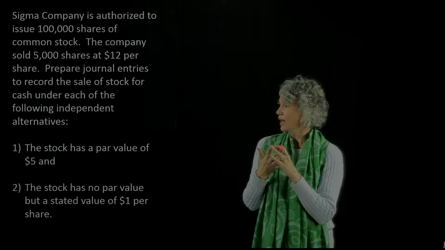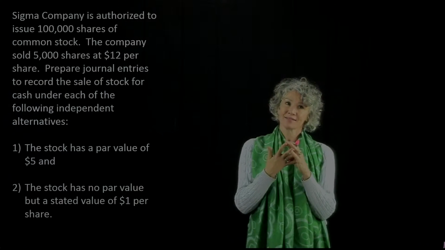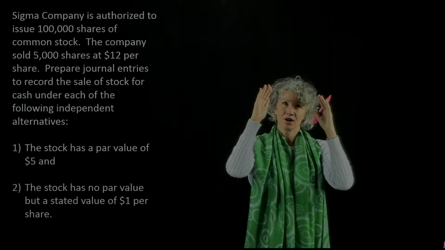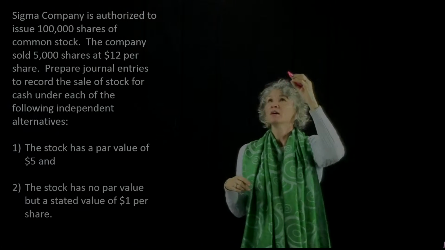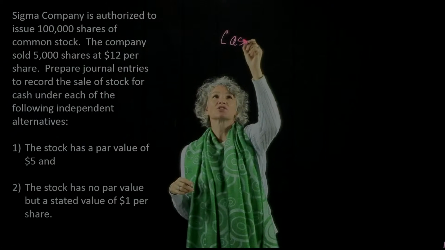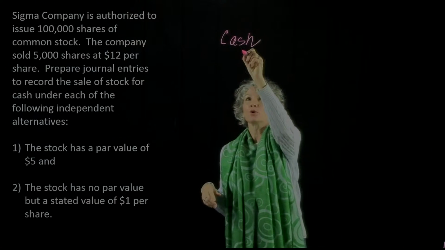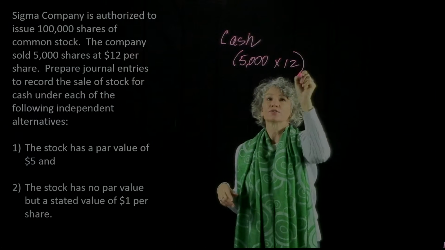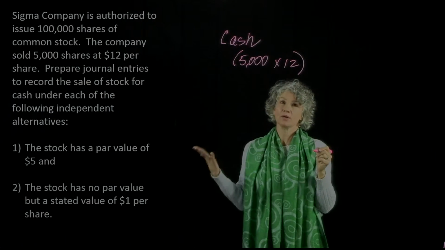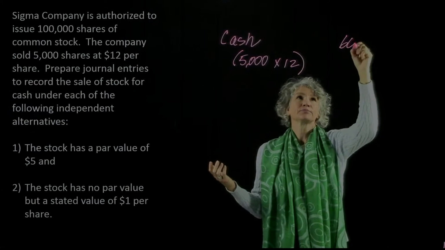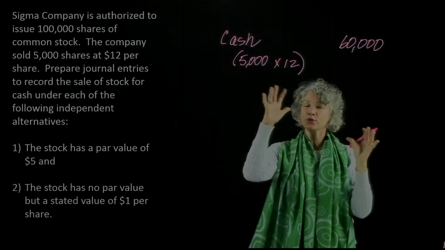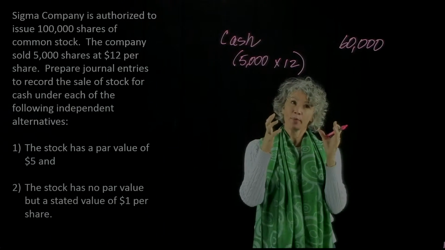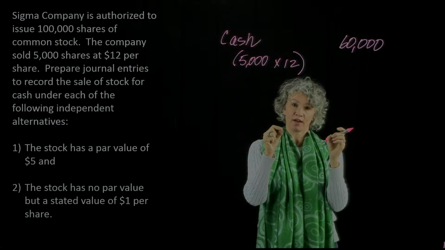Okay? So what do we do? Well, for one thing, they're going to pay us for this stock. So always start with the cash. Always start with the cash, okay? So we're going to debit cash. What are we going to debit it for? Well, we've sold 5,000 shares at $12 a share. So that should be what, $60,000? Always start with the cash because you know that you have to make an entry that's going to work out to cash.